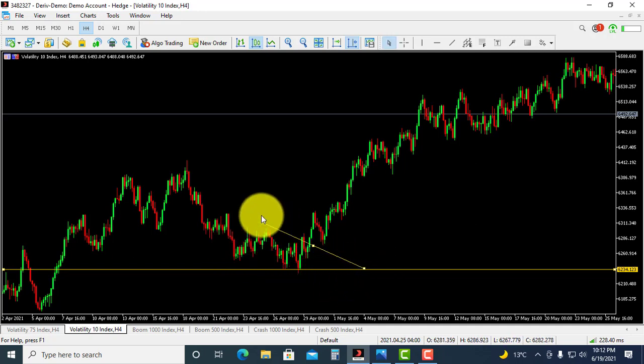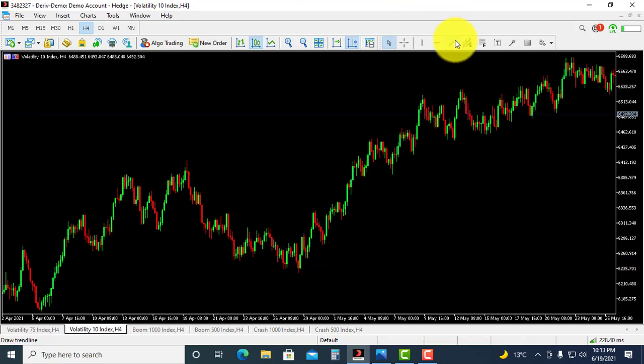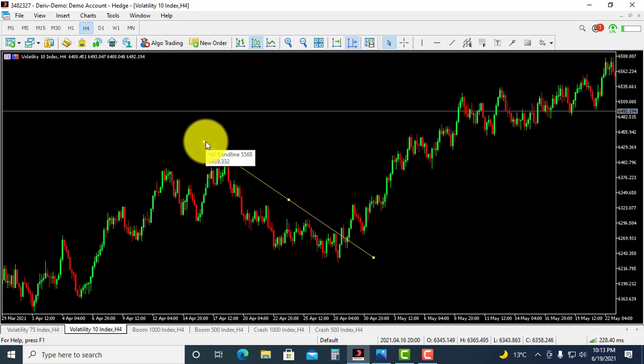After that, we put our trend line. We don't need to put a big trend line. It's not really a big deal. We put our trend line, just a very simple one. Let's put a very simple trend line like this.